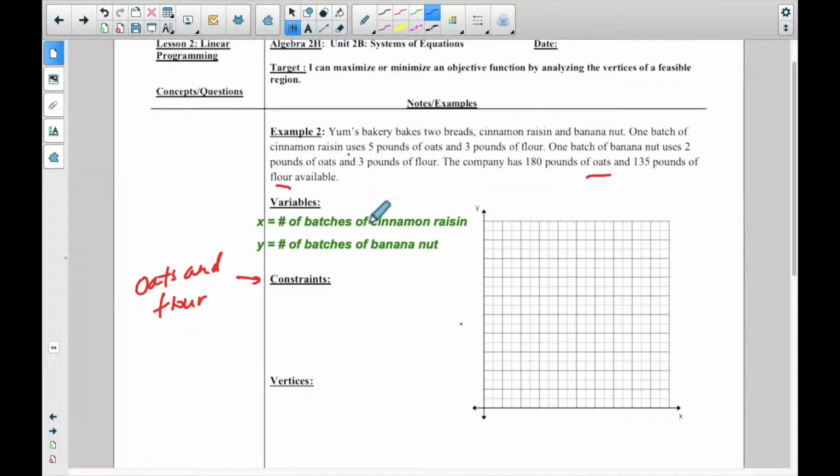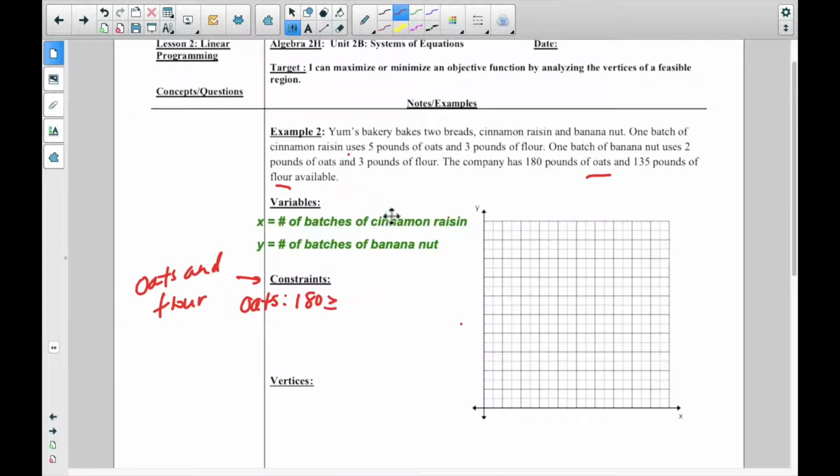Okay, so we know the variables, we know the constraints, and now that we know in concept what the constraints are, we can start looking at the problem and coming up with some specifics. As far as oats goes, the problem says that they have 180 pounds of oats. So that's one of the constraints, how many oats they have. 180 pounds is the most that they can use, so that has to be less than or equal to.